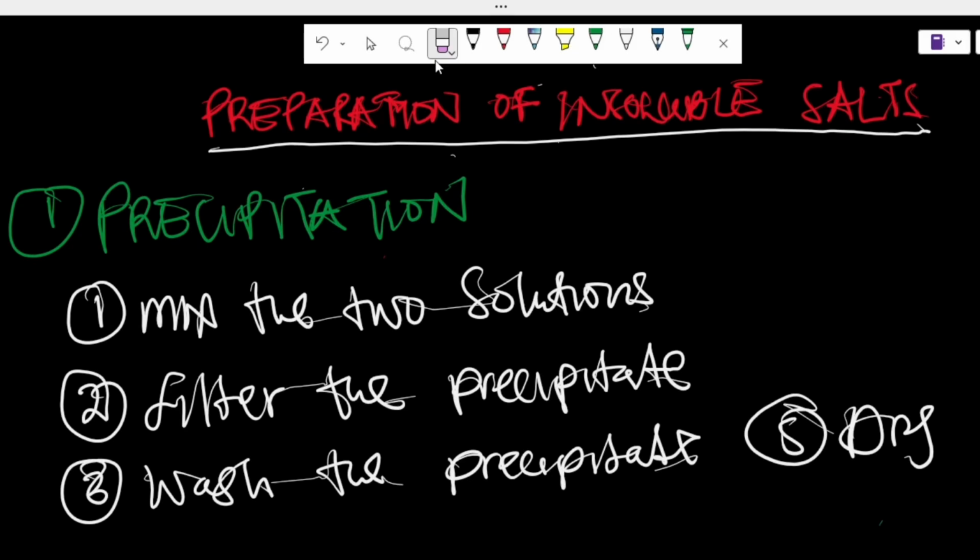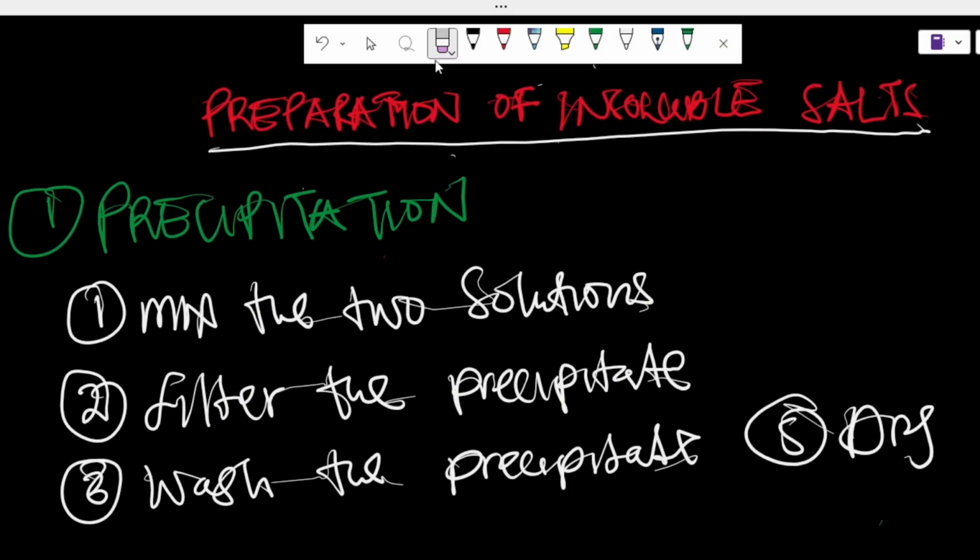So just like when you're dealing with soluble salts, you might be asked which is the best method you can use to prepare soluble salts. You know that it's titration. For insoluble salts, you might be asked the same question. You use precipitation.